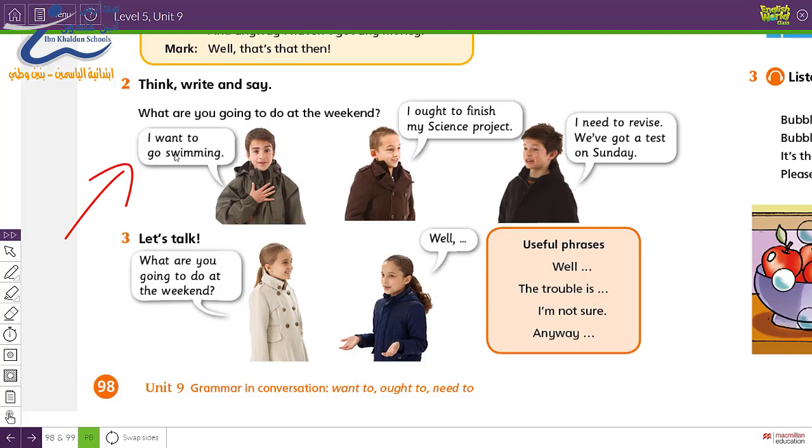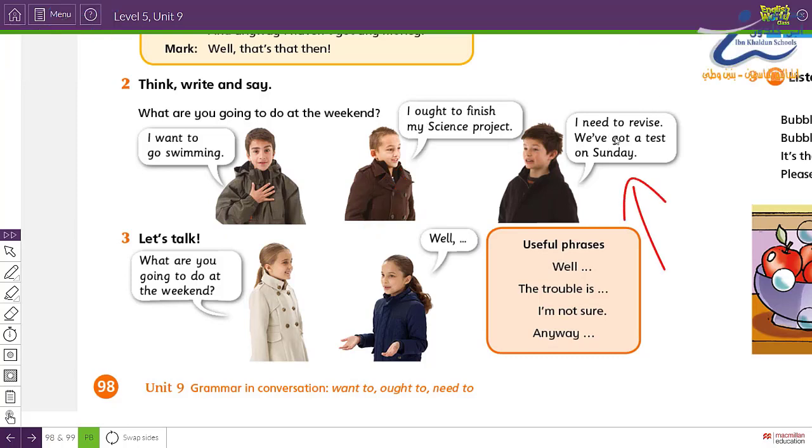The first one represents desire, when he says, I want to go swimming. The second one, ought to, represents what? Something between should and must. I ought to finish my science project. The third one, I need to revise. We've got a test on Sunday. As we said, need to represents necessity. I need to revise. We've got a test on Sunday.